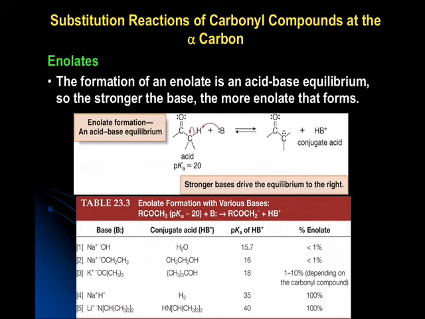If I use bases like sodium hydride, okay, remember this hydride actually only functions like a base, not as a reducing agent, right? Hydrogen has a pKa of around 35. 35 is a lot higher in pKa value than 20, and so it's going to push the equilibrium completely to the right. I'm going to generate 100% of my enolate using sodium hydride.